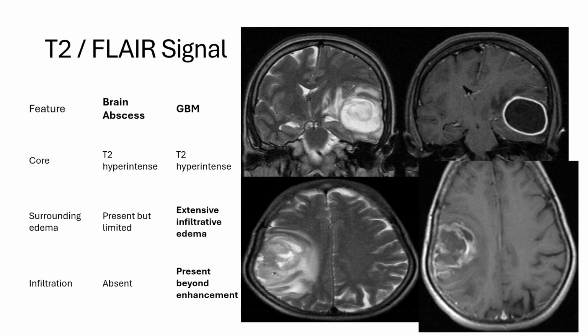And if there is no diffusion restriction in the central core, then this could be the GBM. In T2 FLAIR signal, the core is hyperintense in both brain abscess and GBM, whereas the surrounding edema is limited in abscess and extensive in the GBM, as we can see in this image. This shows the infiltration beyond the enhancement, whereas in abscess there is no infiltration. We can see the smooth regular wall enhancement.